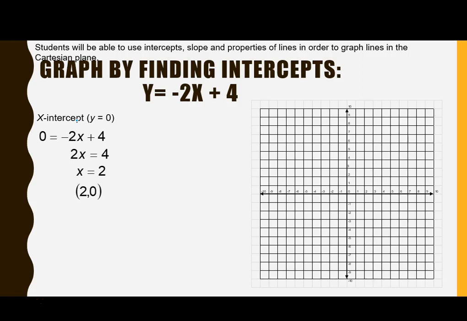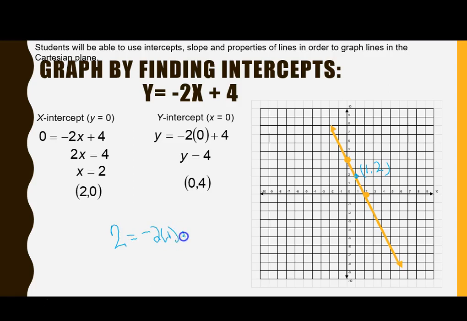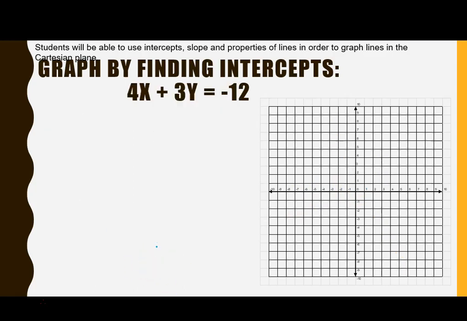And then we have y equals negative 2x plus 4. We want to find the y-intercept, so we let x equal 0. So negative 2 times 0 plus 4 is 4, and we plot that point. So there's 2, 0, there's 0, 4. And if I want to check this, again, I have a nice lattice point right here, and that's the ordered pair 1, 2. So if I check that, 2 equals negative 2 times 1 plus 4, which is 2, and that works. So it's just another way to verify that you've got it going good.